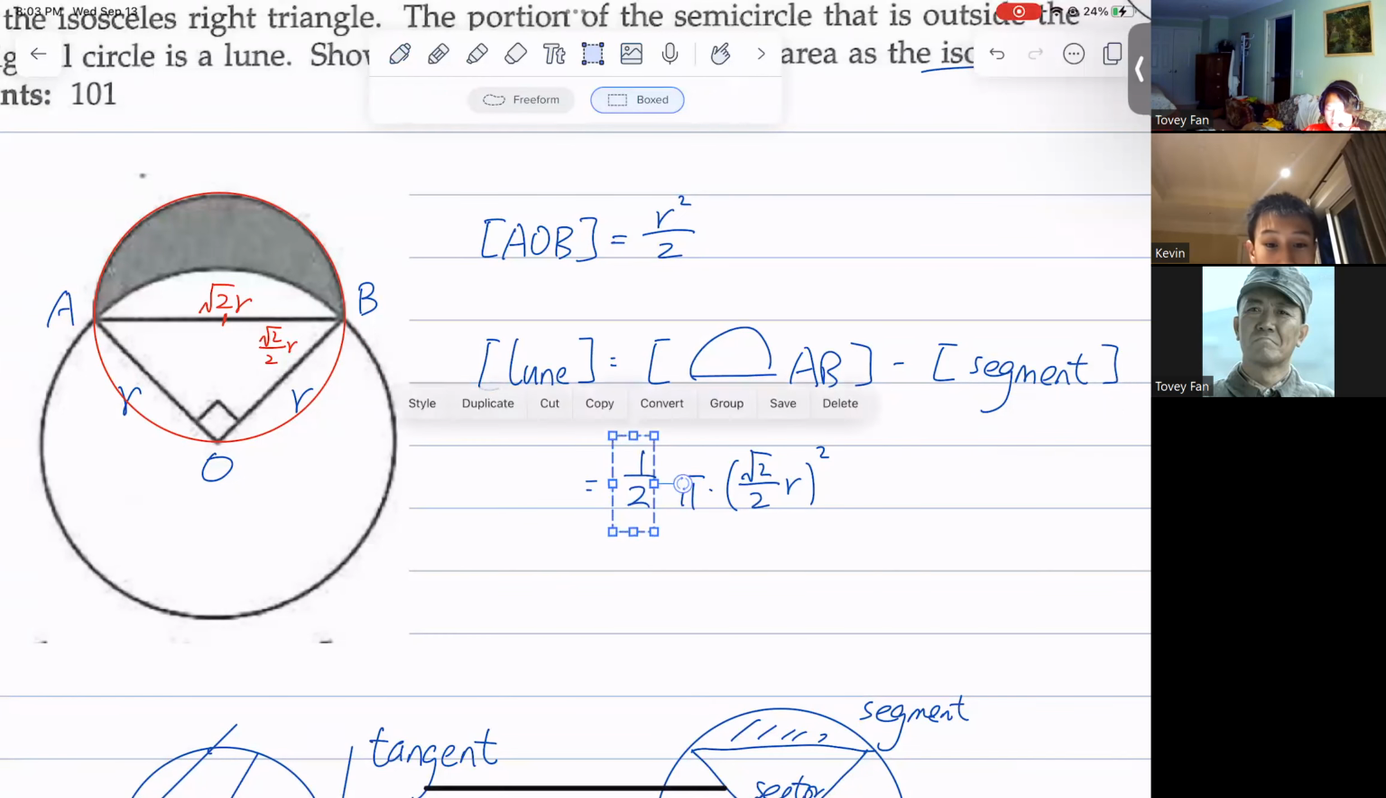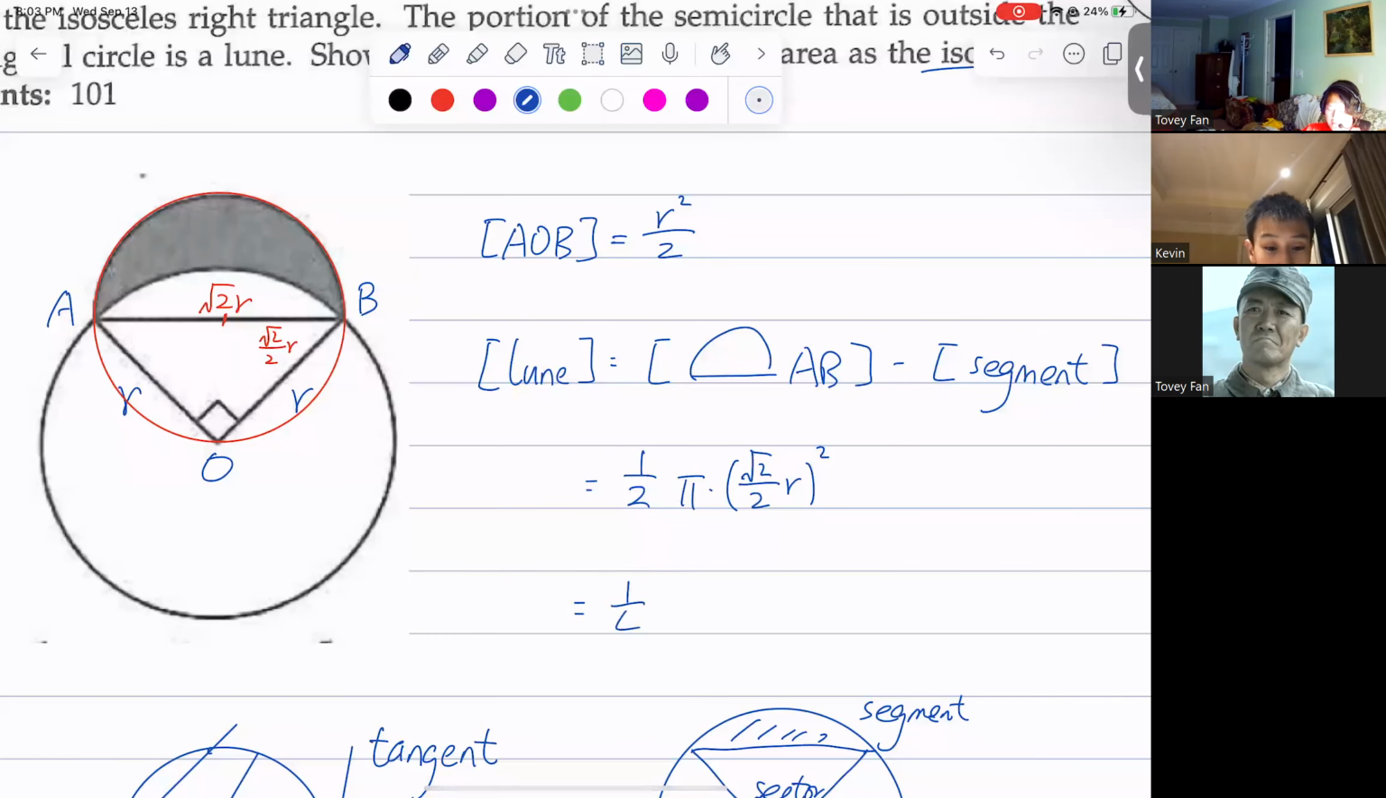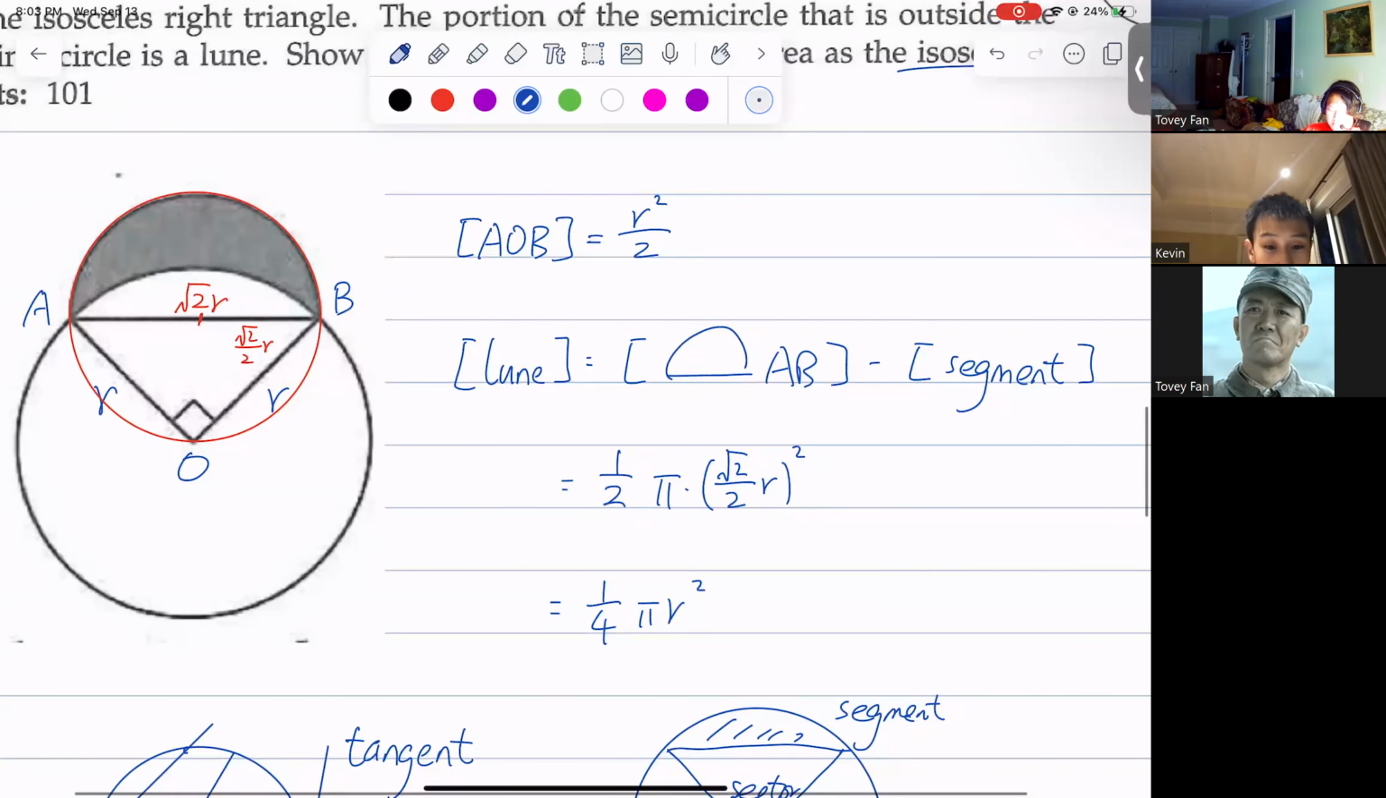No, no, there's another 1/2. It's a half of a circle. So it's a half of pi r squared. What is r? r is root 2 over 2 R. It's going to be this, right? Okay, good. So we can calculate this. This is 1/4 pi R squared, right?